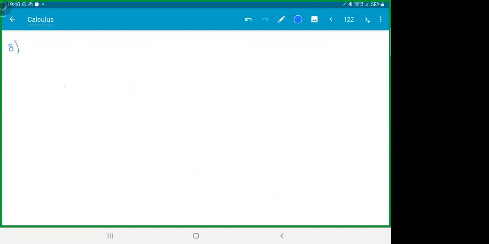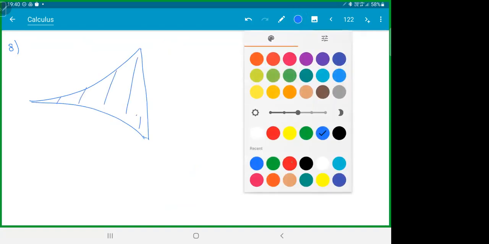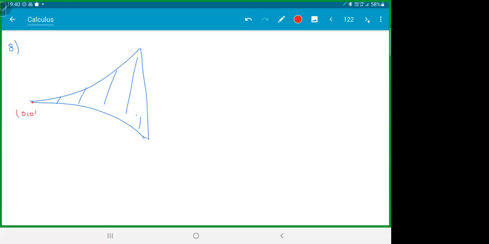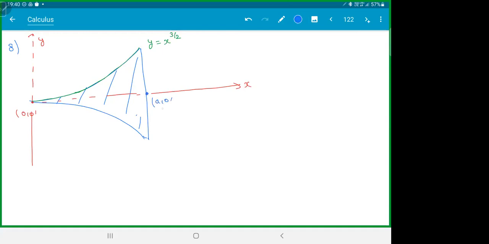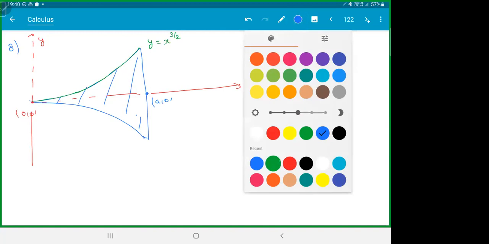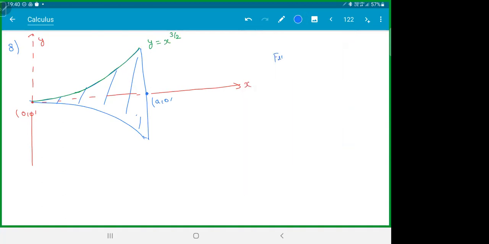Easy one. Let's say you have a sheet like this. So this is the origin. This is your x-axis. This is your y-axis. And this curve is y is equal to x to the power of 3 by 2. That curve is y is equal to x power 3 by 2. It is symmetric on both the sides. These coordinates are a comma 0. Find the area of the sheet.